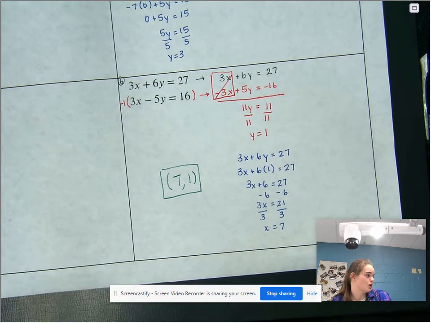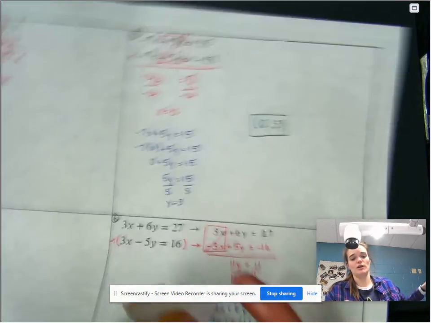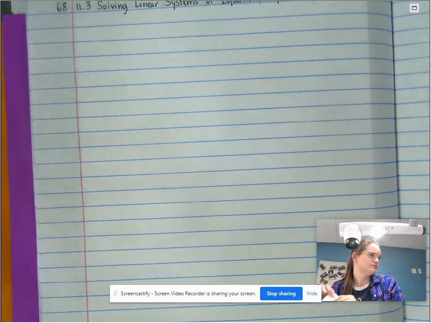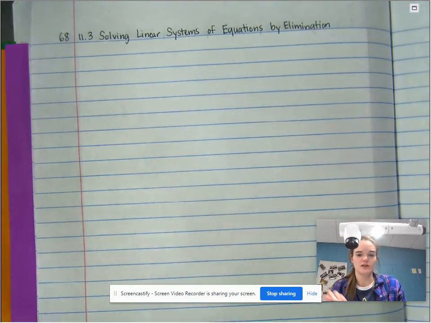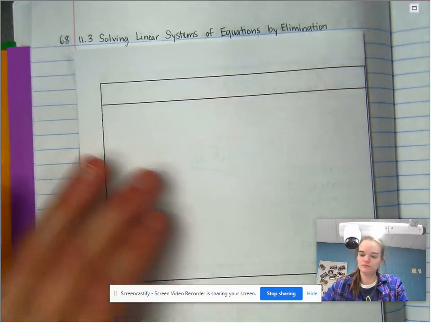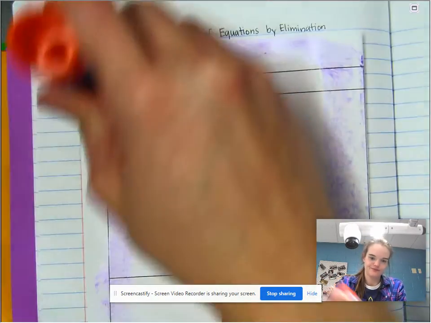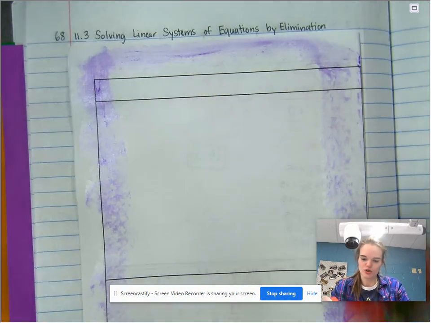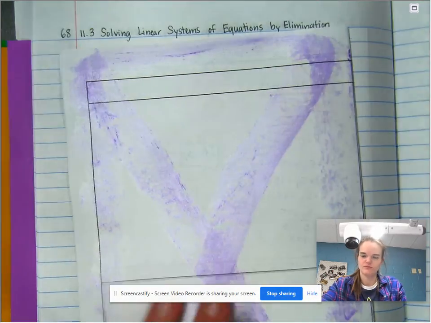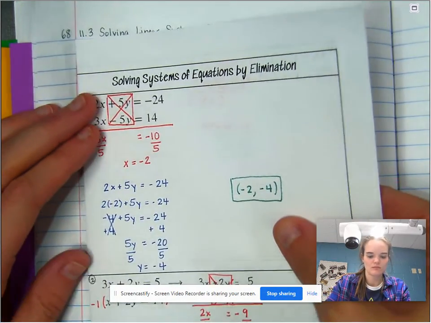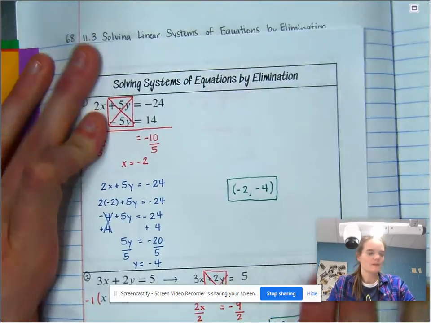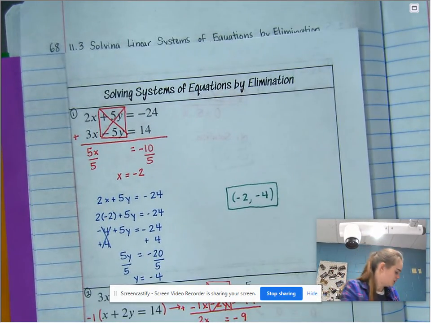This is how you work problems with elimination. We're going to glue that in on page 68. Then you're going to work on the assignment that's on Google Classroom. Here's the title in case you didn't get it at the beginning. 69 has the same title. We will do 69 in part 2. There you go. So go ahead and get started on the assignment.